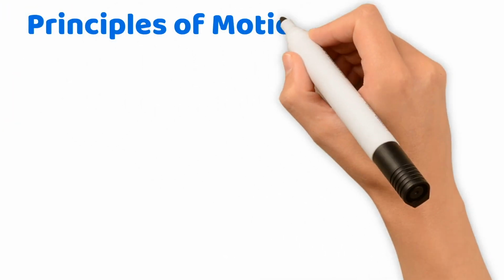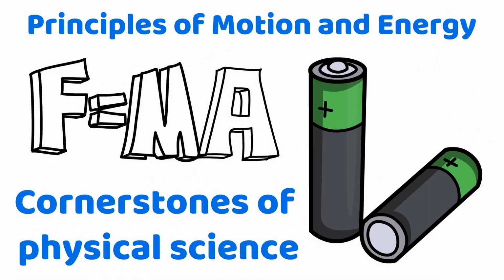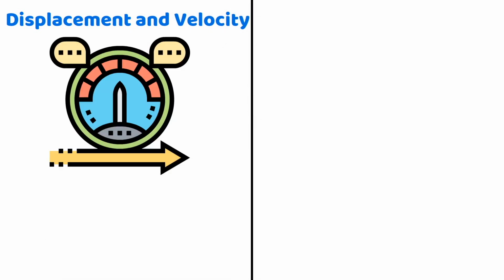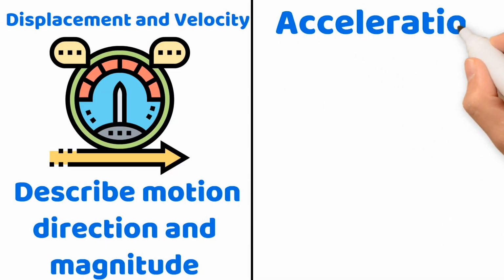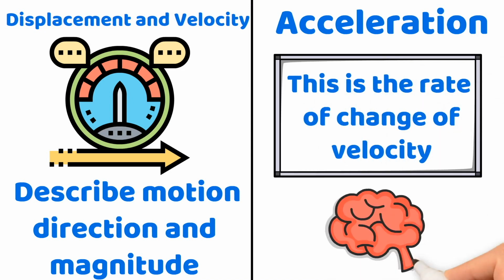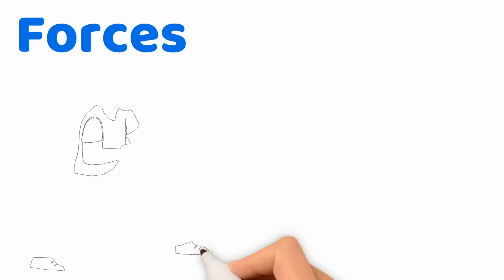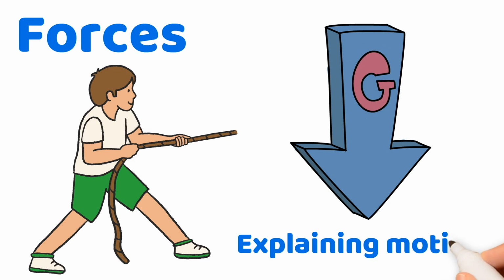Principles of motion and energy. Motion and energy are cornerstones of physical science. Displacement and velocity. These vector quantities describe motion direction and magnitude. Acceleration. This is the rate of change of velocity, a key concept in understanding forces. Forces. Understanding the push and pull, including gravity and magnetism, is essential for explaining motion.